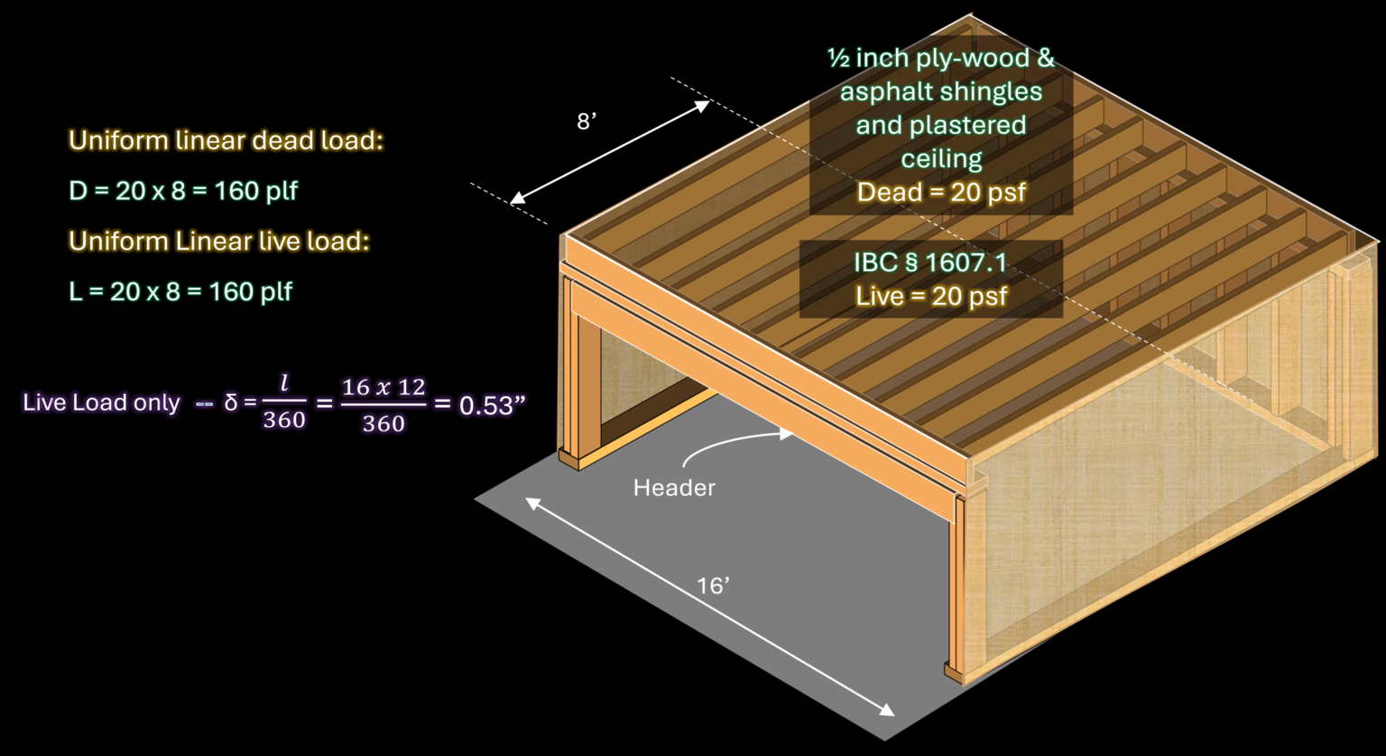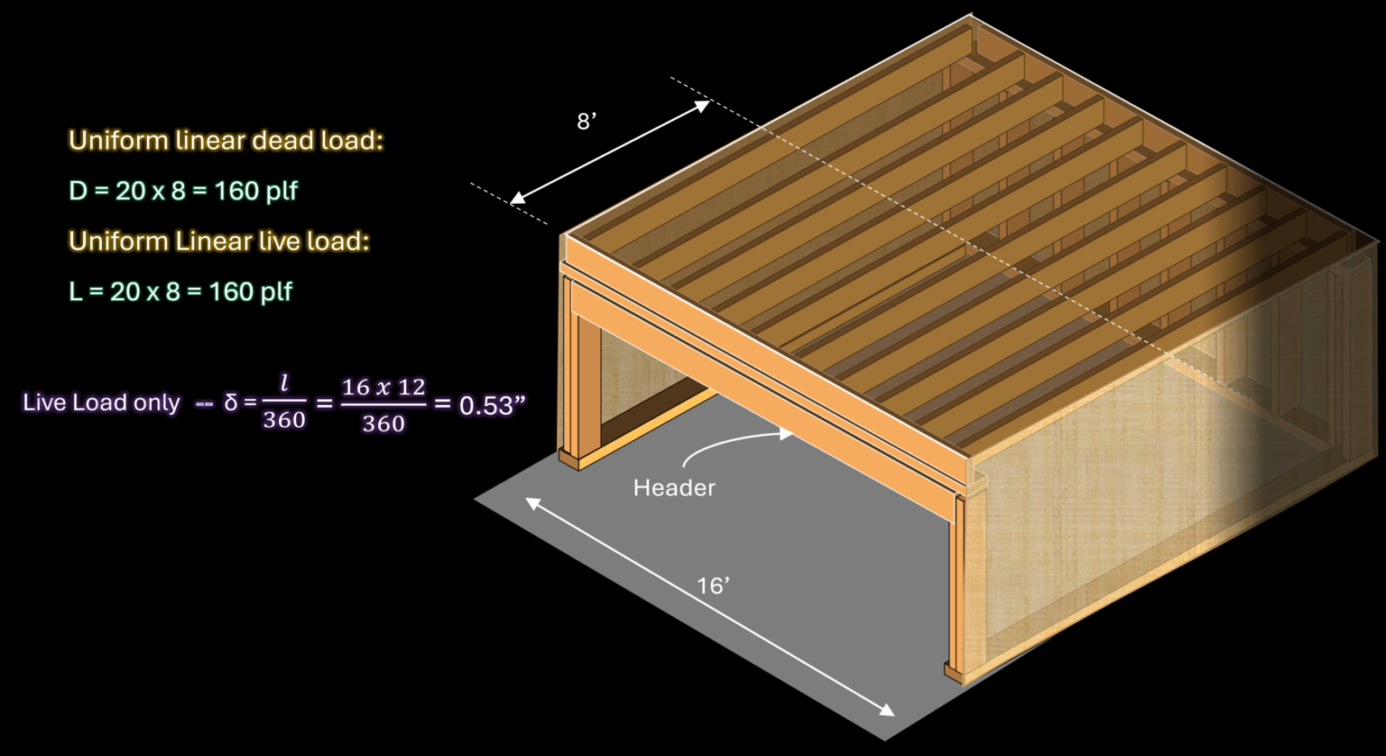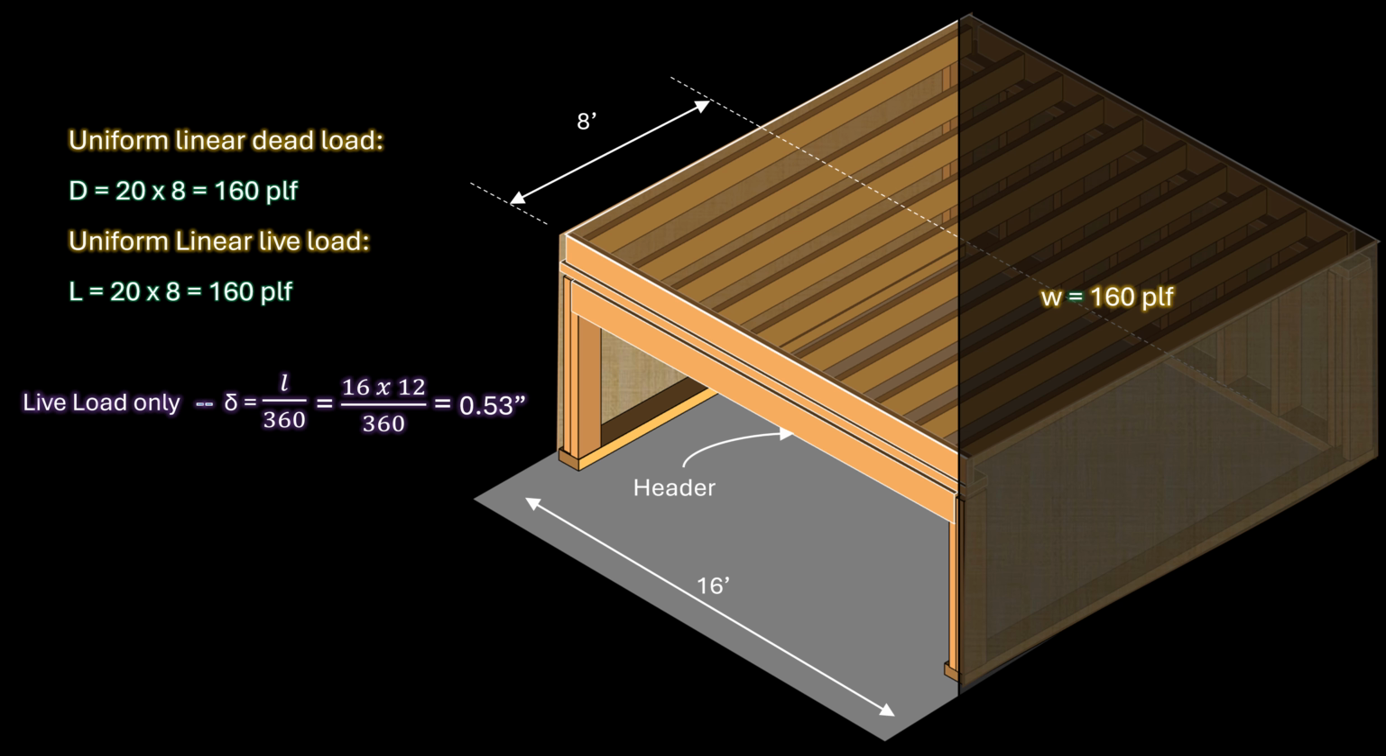Let us now calculate the actual live load deflection. We will express all factors using pounds and inches for consistency. The uniform linear distributed live load is 160 pounds per linear foot. This may be converted to pounds per linear inch by dividing by 12 inches, since there are 12 inches in 1 foot. Therefore, the loading is 13.33 pounds per linear inch.